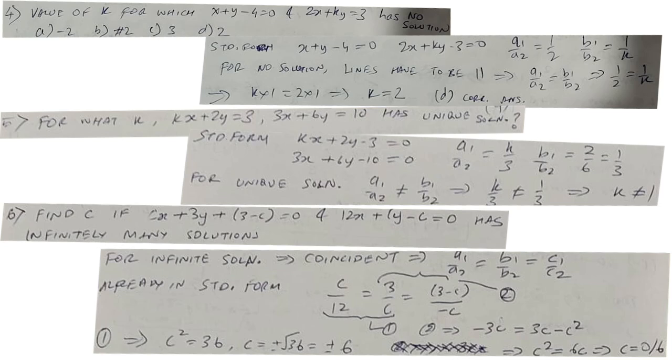First equation implies when you cross multiply, you will get c squared is equal to 36, which means c is equal to plus or minus root of 36, and root of 36 is 6. So you'll get plus or minus 6. Correct. The second equation says that minus 3c when you cross multiply is equal to 3c minus c squared, which means c squared is equal to 6c, which means c is equal to 0 or 6. Okay, so finally we conclude that for value of c equal to 6, these two equations will have infinitely many solutions.